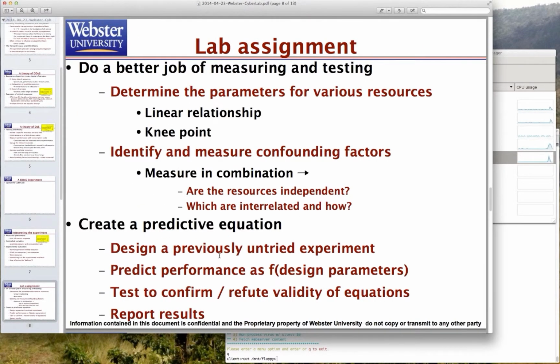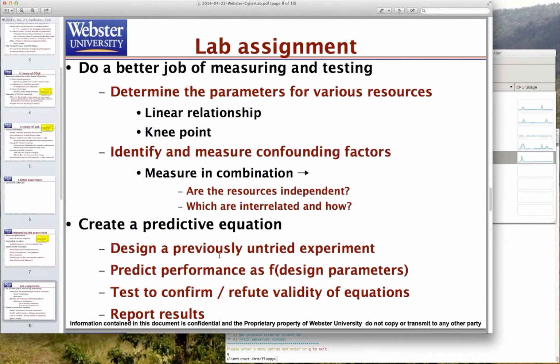Now, the lab assignment for all of you in the audience or all the students in the course is to do a better job of measurement and testing. In particular, we want you to determine the parameters, that is, what the linear rates of change are and where the knee points are for various resources. And we want you to identify and measure the confounding factors. That is, find out where it is that when one resource runs out, it gets confounded with some other resources. And find out whether the combinations are resource independent or somehow interrelated.